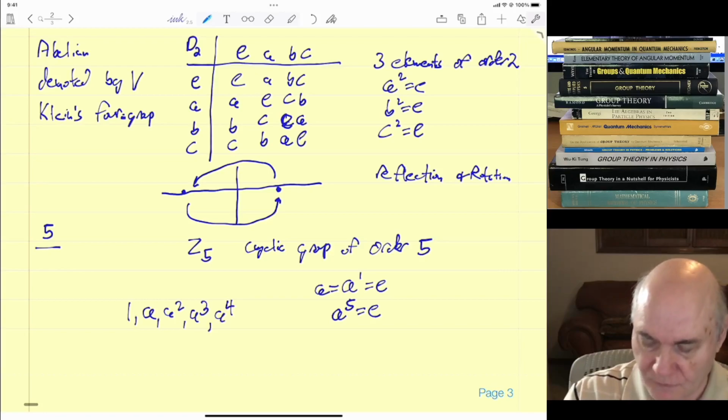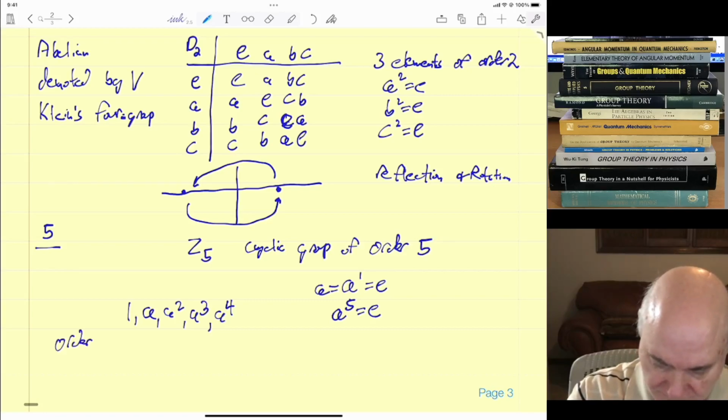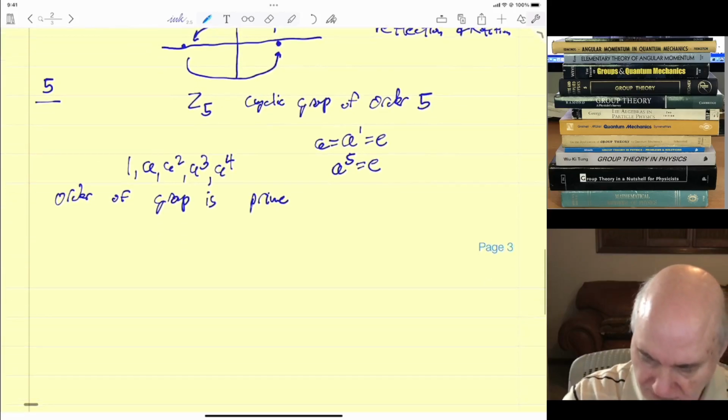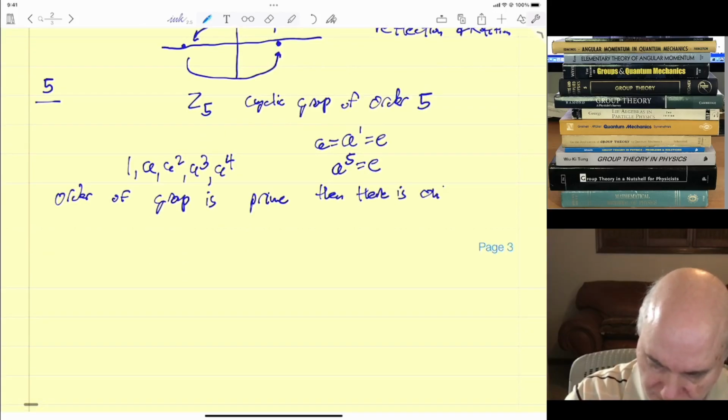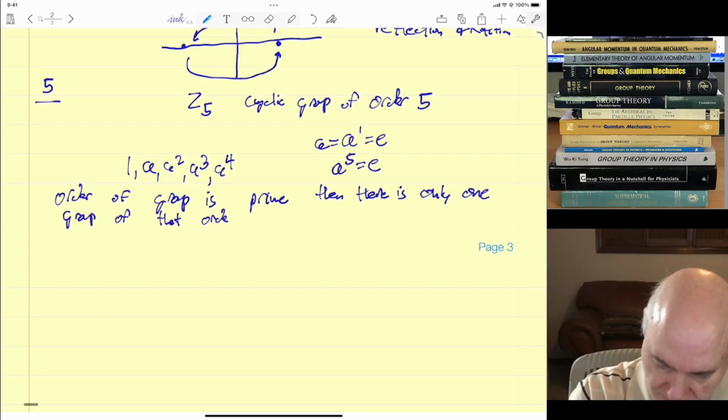So this is going to be a general rule that when the order of the group is prime, there's only one group of that order, namely Z_p, the cyclic group of order p.